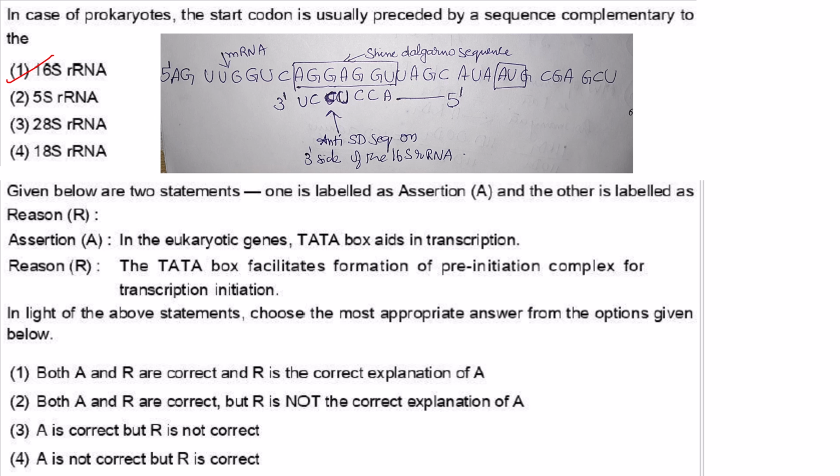Yes, that is correct. It also serves as a binding site for TATA binding proteins, and these TATA binding proteins will recruit other transcription factors and RNA polymerase II to the pre-initiation complex. So that explains the assertion. So both A and R are correct, and R is the correct explanation of A. So first one is the answer.